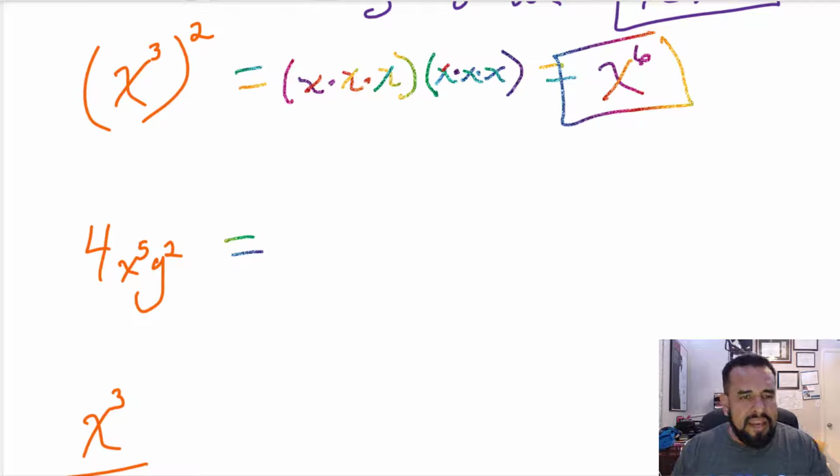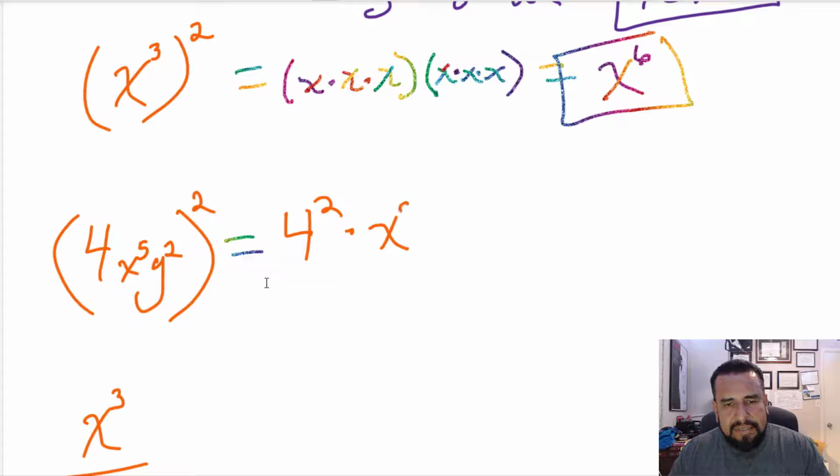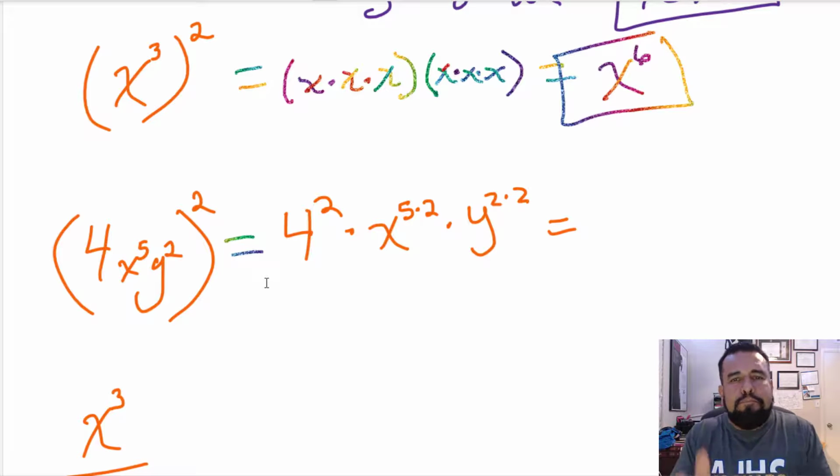So let me get the orange here. And we're going to erase this, make it simple, to the power of 2. So what that means is that everything inside this parentheses is raised to the power of 2. So we have 4 to the power of 2 times x to the power of 5. And that is raised to the power of 2, which means I'm going to multiply them. And that is being multiplied times y, which is to the power of 2 times the power of 2. That is what it means.